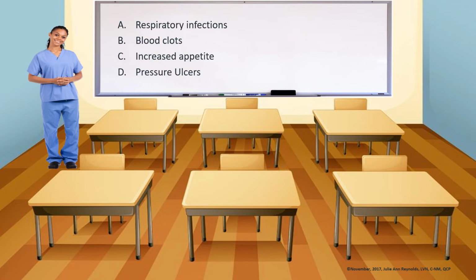Let's try another question using the same technique. Analyze these answer choices. A, respiratory infections, B, blood clots, C, increased appetite, and D, pressure ulcers. Which answer choices are similar and in what way? Which answer choice is different and why? I will give you a few seconds to analyze these answer choices on your own. Record your answer on your paper. I will reveal the question once the timer has stopped.